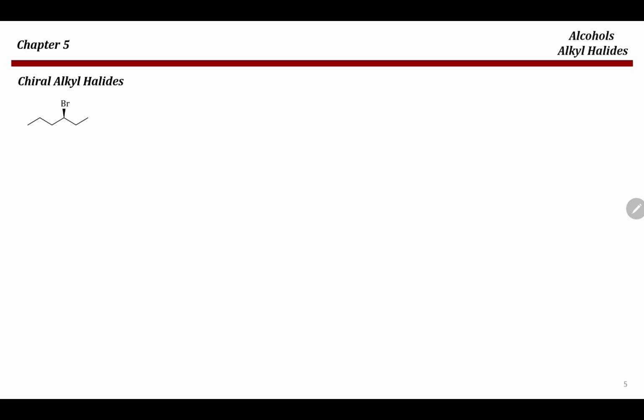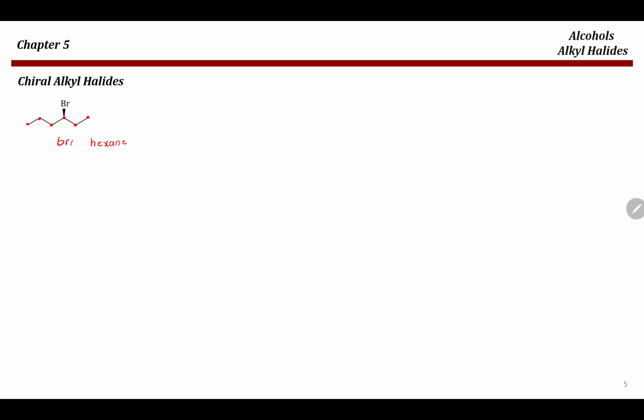Now, if we have chiral centers, then we have to include the stereochemistry or the absolute configuration of the chiral center in the name. For example, in this case here, first of all, let's name it: 1, 2, 3, 4, 5, 6. So this is hexane. And then we have a bromine.